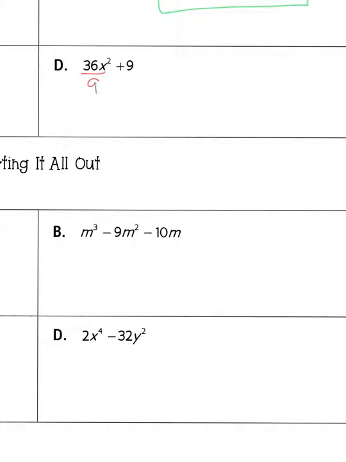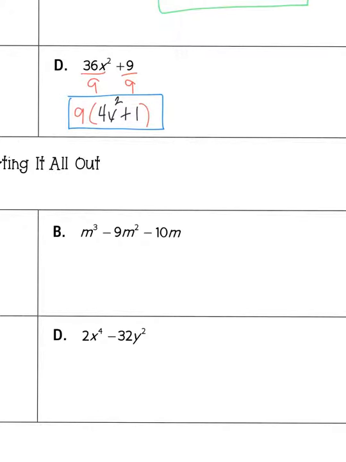So I can divide that by 9, divide that by 9, and take a 9 out in front. 36 divided by 9 is 4x squared. 9 divided by 9 is 1. So now I have, again, a perfect square and a 1, but that plus keeps me from factoring it further. So this is as far as you can go.